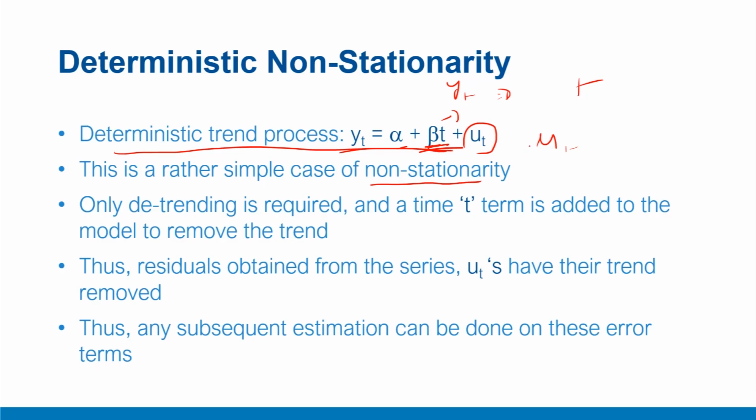All the subsequent modeling we can do on mu_t, by removing the time trend through this process. Subsequent estimation can be performed on these error terms, for example testing for their white noise character, or any such test would be done on mu_t. So to summarize, in deterministic non-stationarity, all we need to do is model out the time trend and then work on the residuals.